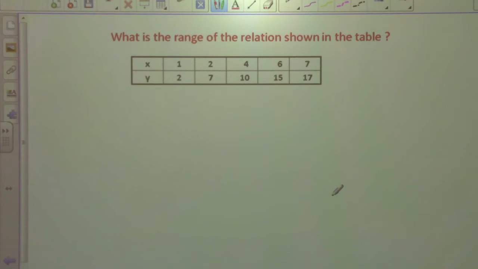Okay, what is the range of the relation shown in the table? We have a table. What is the range of this? Now again, this preview is taken from that test, and I just took excerpts out of it and changed up some things and concepts, so that's what we're looking at here.